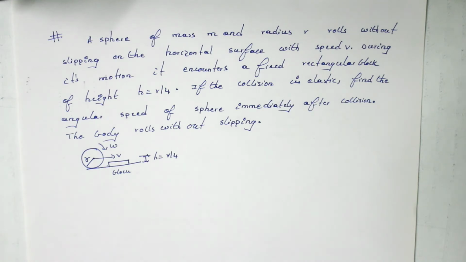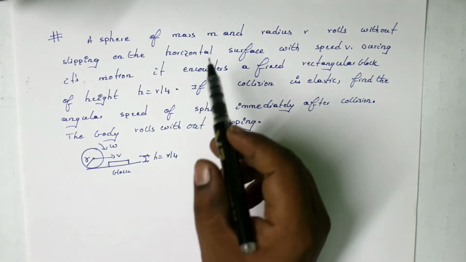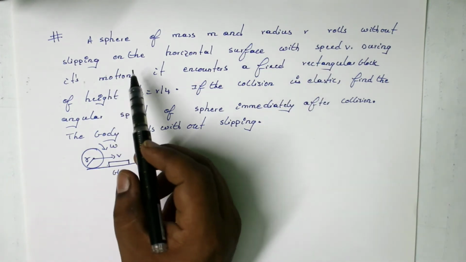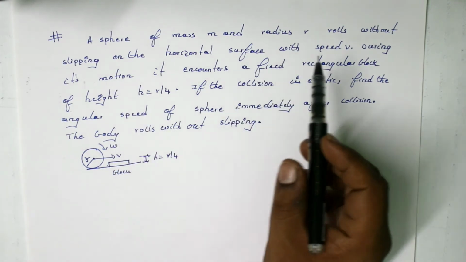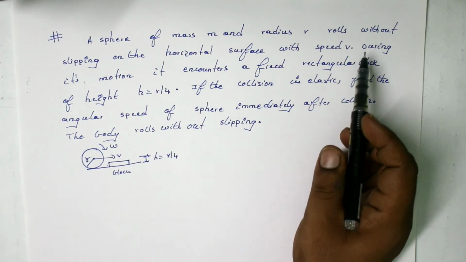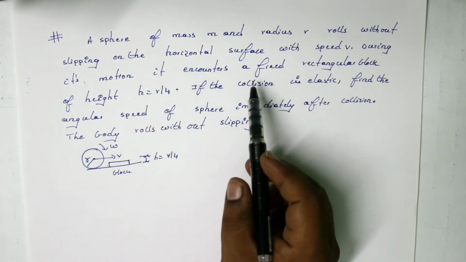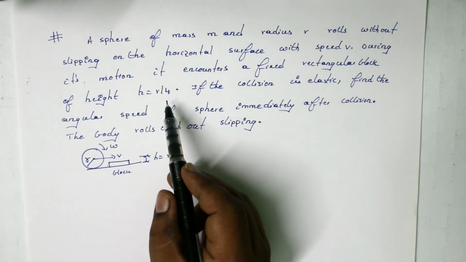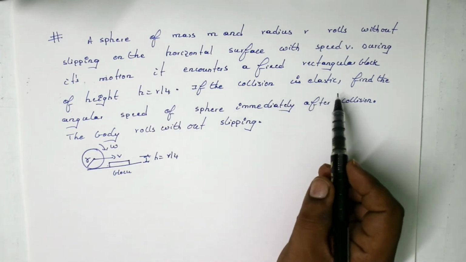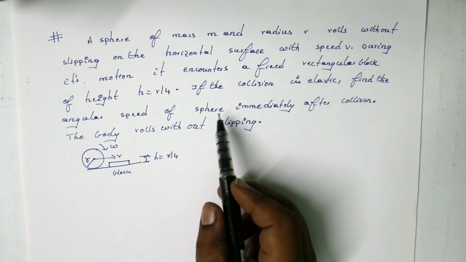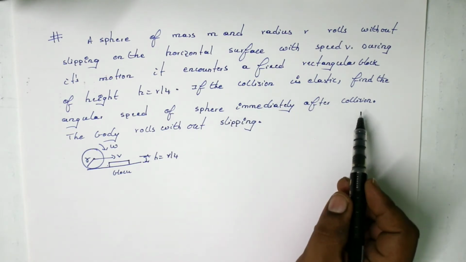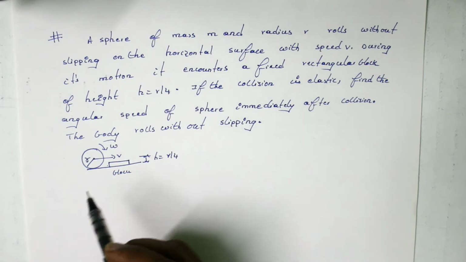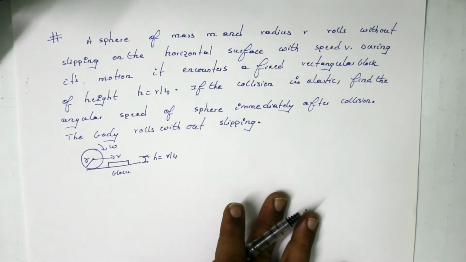Dear students, now let us see this question. A sphere of mass m and radius r rolls without slipping on the horizontal surface with speed v. During its motion, it encounters a fixed rectangular block of height h equals r by 4. If the collision is elastic, find the angular speed of the sphere immediately after collision, and the body rolls without slipping. So this is the given figure.